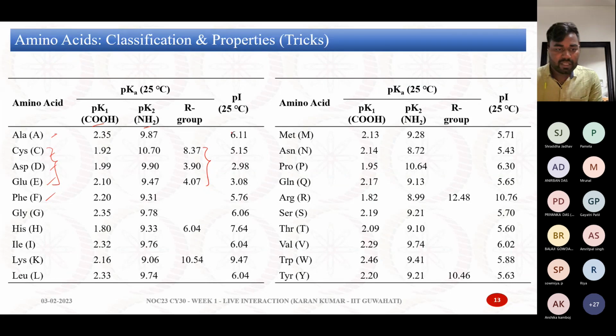So if you know all these pK1, pK2, then you can calculate the pI value, which is the isoelectric point of that particular protein. Why is the isoelectric point important? Because it tells us which charge the amino acid carries. The isoelectric point is the pH value where the amino acid exists in its zwitterionic form. And what is the zwitterionic form? It is where the net charge on that particular protein is 0. Okay.